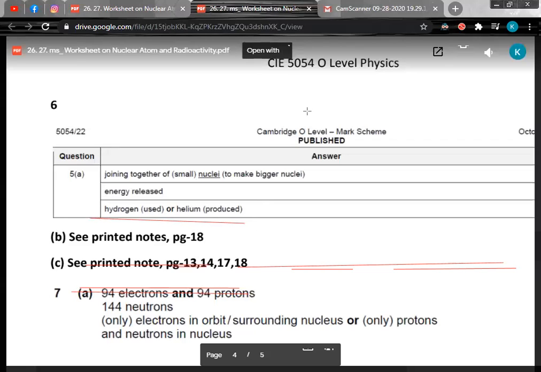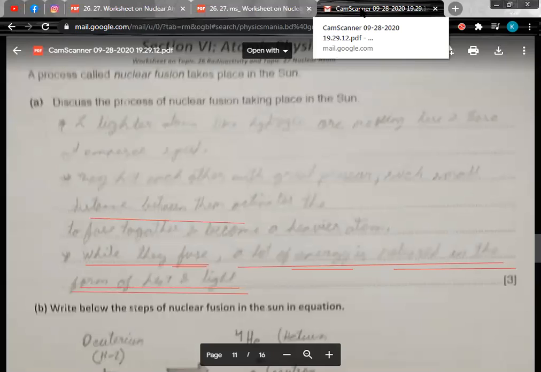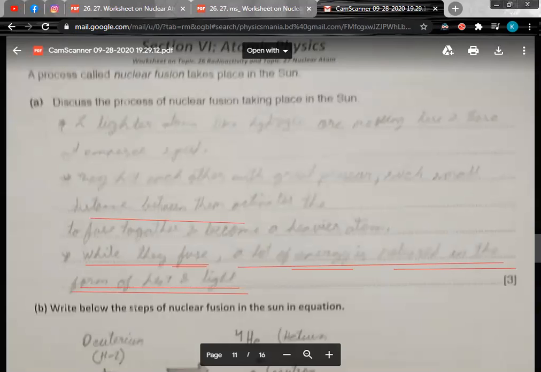Then you wrote about the helium, hydrogen nuclei joined together to form helium. That one you wrote. Here at the top, what did you write? Two lighter atoms. To fuse together to become a helium atom. You forgot to mention hydrogen. You should mention hydrogen because they are talking about the sun, right? Here, you should mention lighter atom like hydrogen.